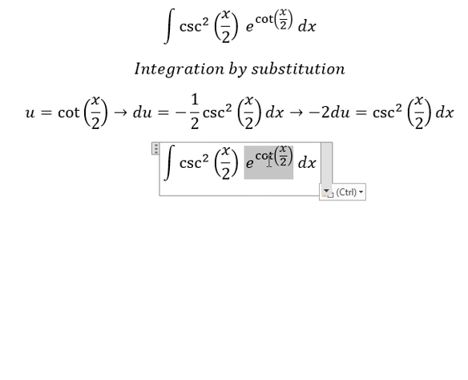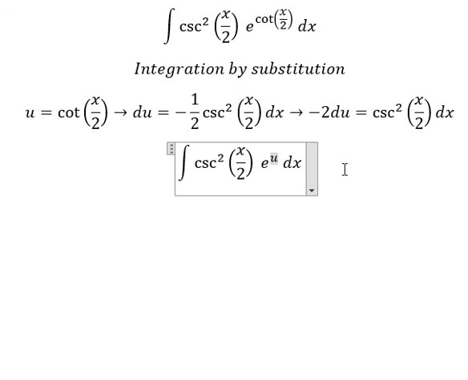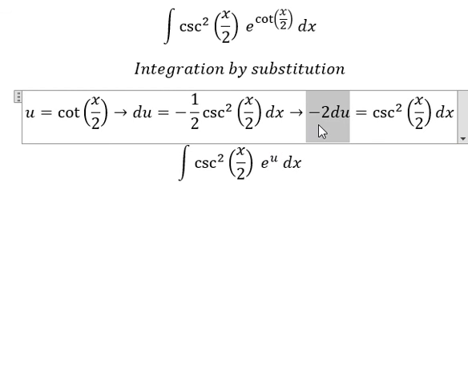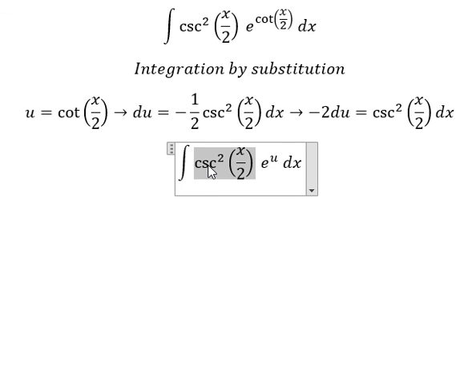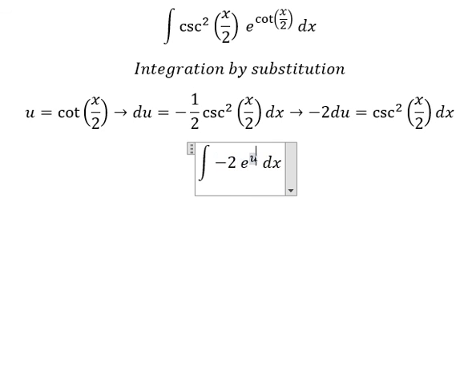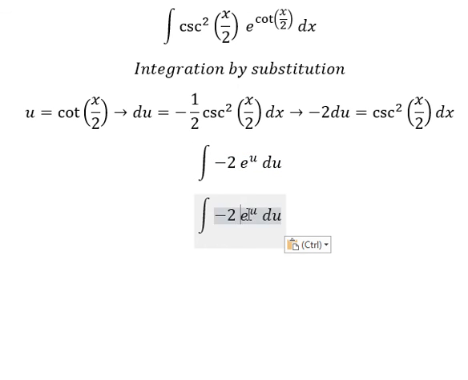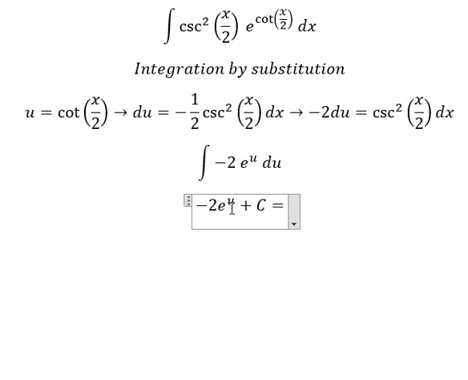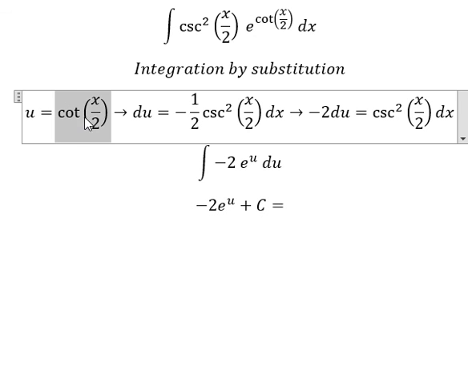So this one we change for u. This one with ds we change for this one. The integration of this one is about e to the power of u, about u, that is this one.